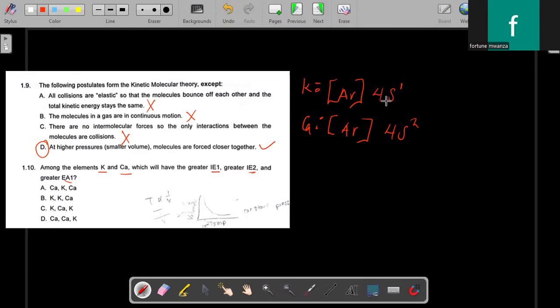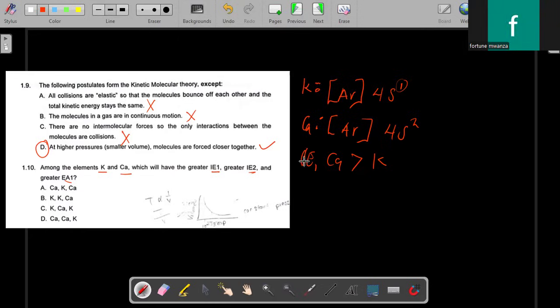So which one has greater ionization energy? Ionization energy is the energy required to remove the first electron from an orbital. So that's the first ionization energy. Here you can see that this electron, which is alone, is easy to remove compared to these electrons which are paired in the s orbital. So in terms of the first ionization energy, you need a lot of energy in calcium compared to potassium.